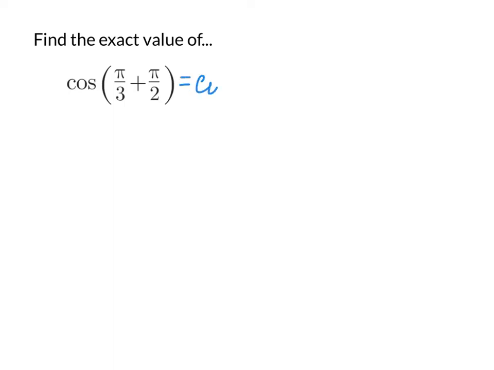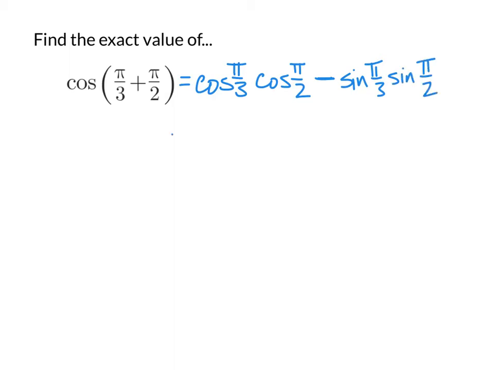So we mean cosine of pi over 3, cosine of pi over 2. And with the cosine identity, we have to use the opposite sign in between, then sine sine. So sine pi over 3 and sine of pi over 2. Now we start evaluating all these trig values that we know, which is all of them.